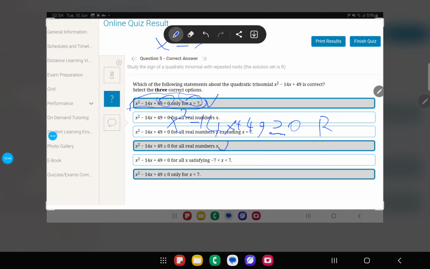Now for the third one, x squared minus 14x plus 49. Do the same thing. Plus 49 less than or equal to 0. Now, since it's less than or equal to 0, it would be what's called, how do I say it? Solution set would be empty. Okay, so it would be only for x equal to 7 because it has the equal. But if there was no equal, it would be empty. Solution set would be empty. But since the equal is there, it's x equal to 7. You got it? Alright. That's it.